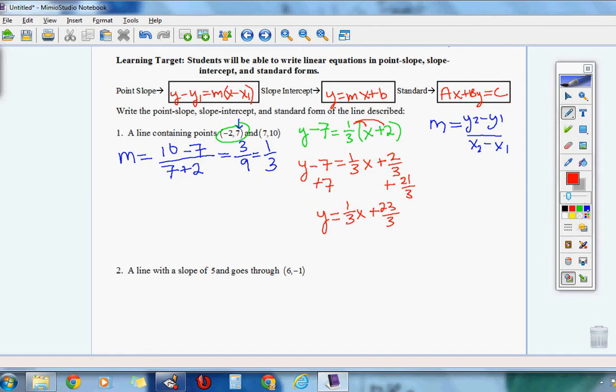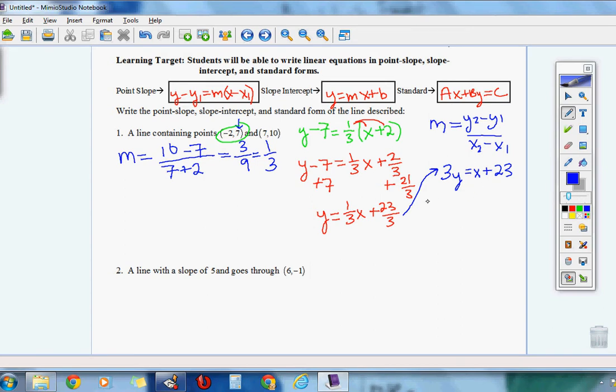But I'll switch colors. We'll go back to blue. We want to go to standard form. Well, my first step in standard form, and I'm not going to show it, but I'm going to speak it out here, is I'm going to multiply everything by 3. So that's going to be 3y equals x plus 23. And that got rid of the fractions because a and b and c cannot be fractions in standard form.